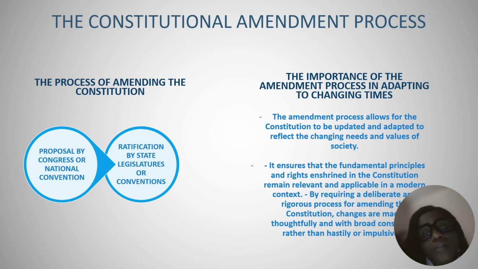Here we have the constitutional amendment process. The process of amending the Constitution is first a proposal by Congress or a national convention, and then ratification by state legislatures or convention. The Constitution can be amended through the specific process outlined in Article 5, which requires approval of Congress and the states. This process allows the Constitution to evolve and adapt to the changing needs and values of society while maintaining its core principles.